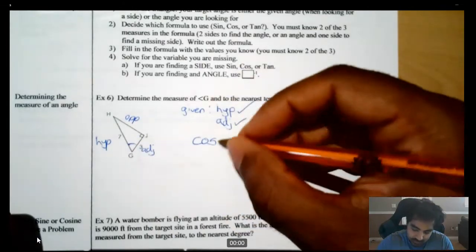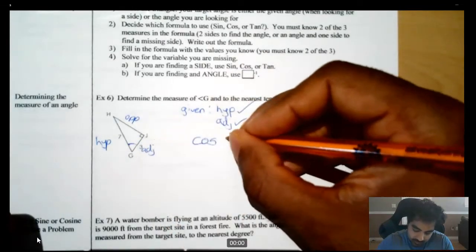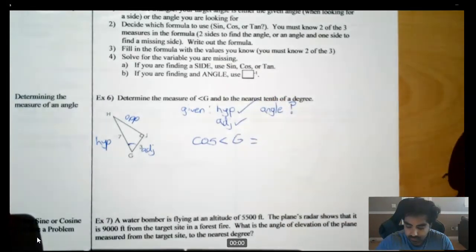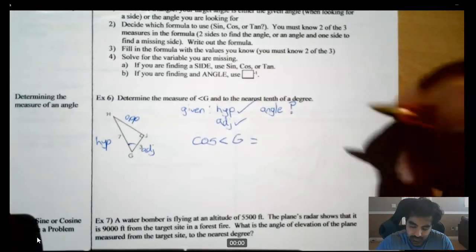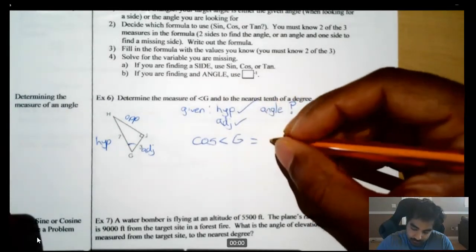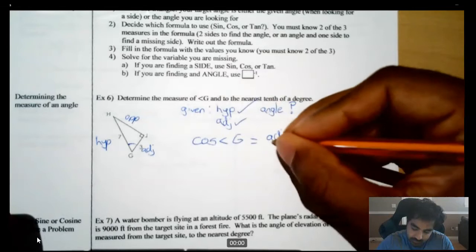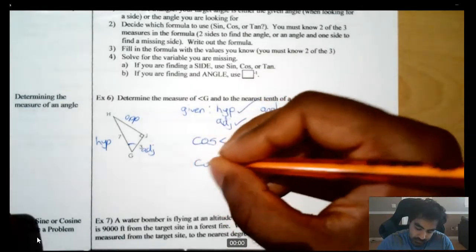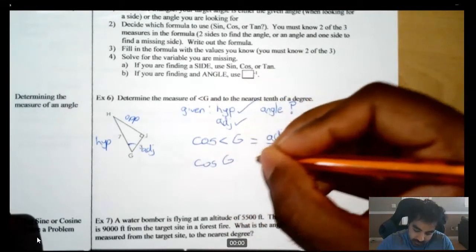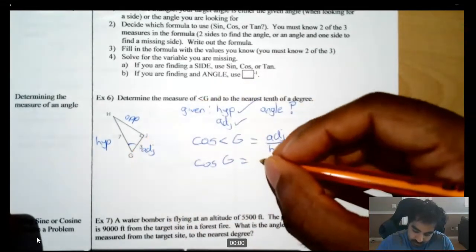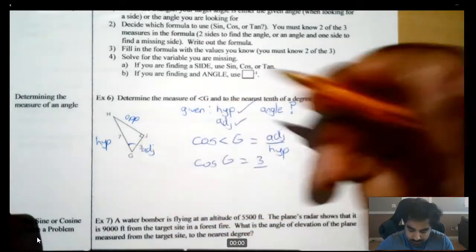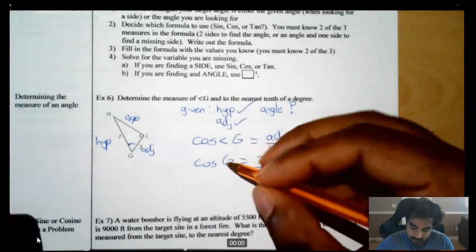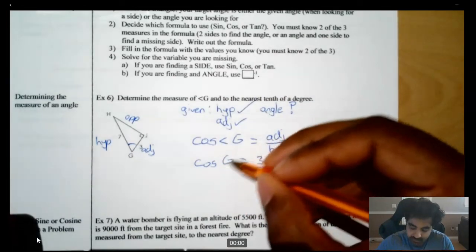So cos theta, and I'll use the actual values here. So cos, instead of theta, put angle G, right? So cos angle G is equal to adjacent over hypotenuse. I fill in the values, so cos, and I'll forget the angle sign here, just put G. Cos G is equal to 3 over 7, right? And now, to get rid of the cos from the G, we're trying to isolate G because G is the angle.